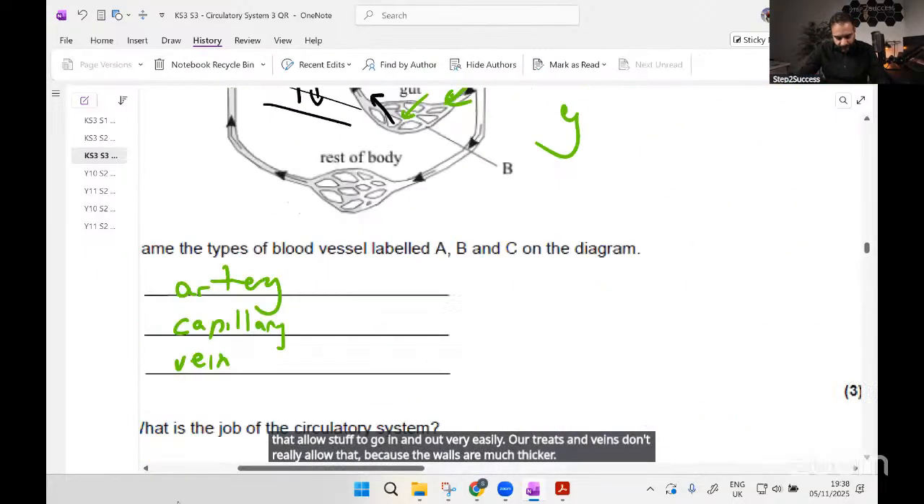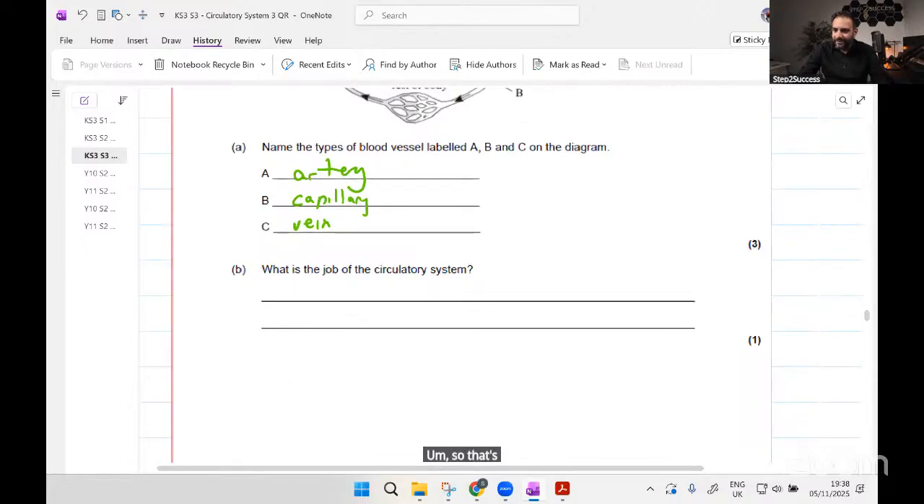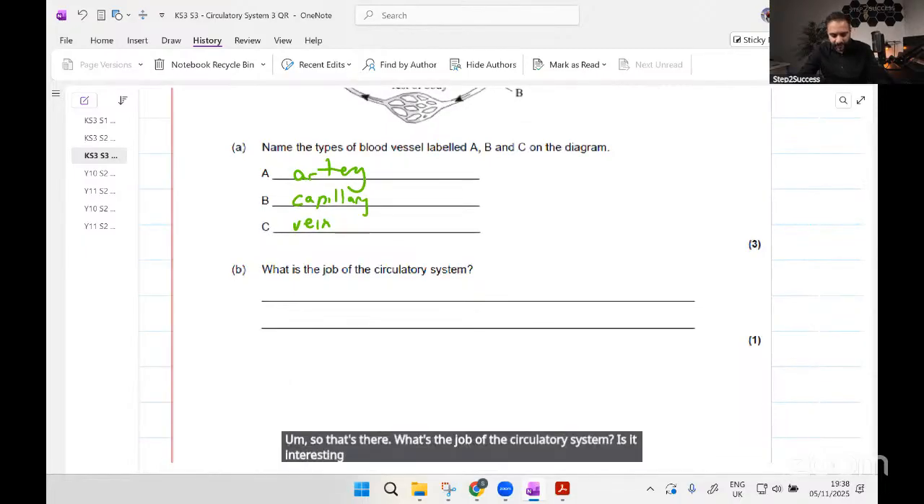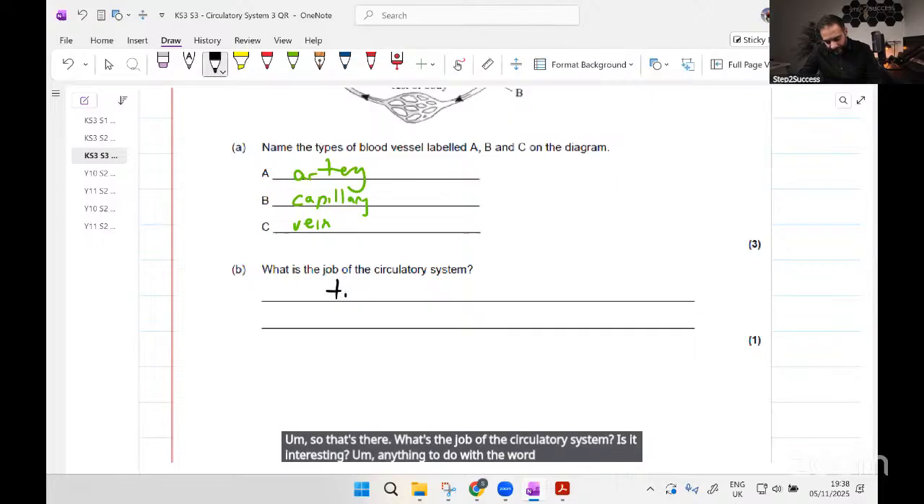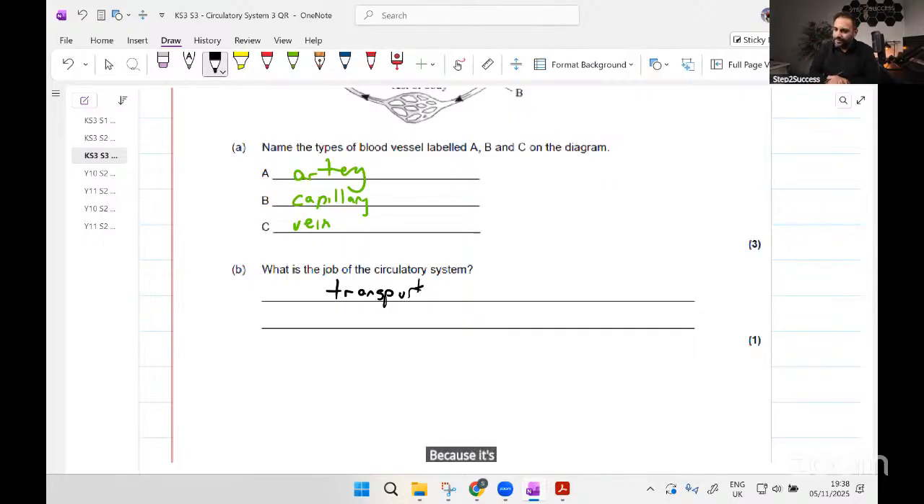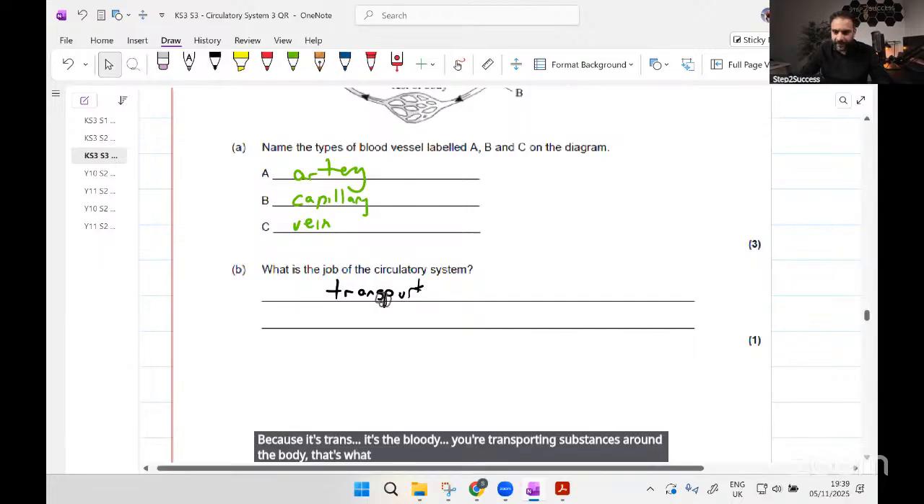So that's there. What's the job of the circulatory system? Anything to do with the word transport should be good, because it's the blood. You're transporting substances around the body. That's what it's ultimately doing.